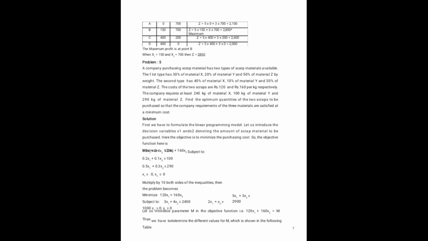this problem is to minimize 1200 plus 160, multiplying both sides by 10. Minimize 120x1 plus 160x2 subject to the constraints. Then the procedure: plot all the points on the graph of x1, x2. Then we find the three graphs: 3x1 plus 4x2 greater than or equal to 2400. Another graph is 5x1 plus 3x2 greater than or equal to 2900. And 2x1 plus x2 greater than or equal to 1000.